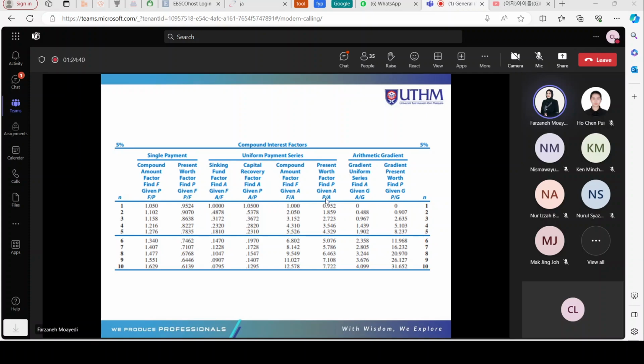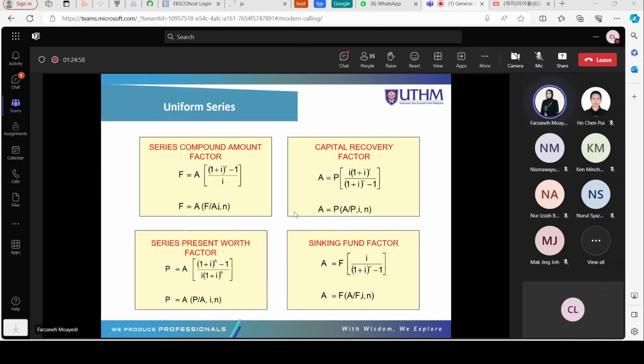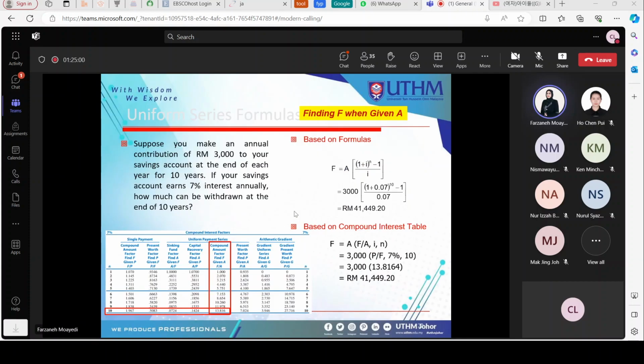And then we have P/A. So it's actually finding P when given A. You want to know the present value of a uniform series. So these two are exactly vice versa of each other. This is for the present, this is for the future. Okay, so let's do this example.